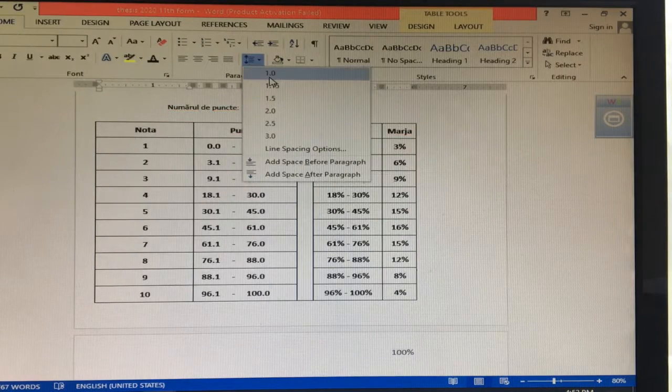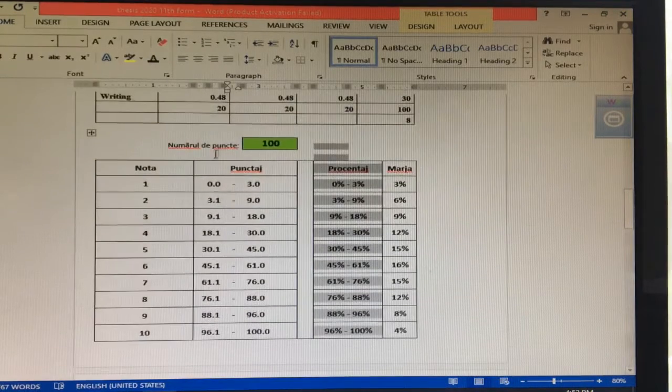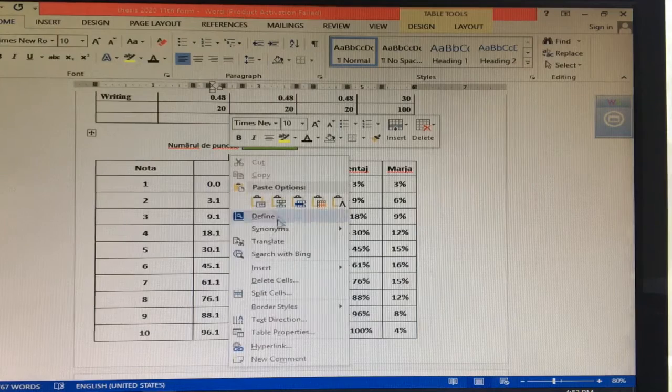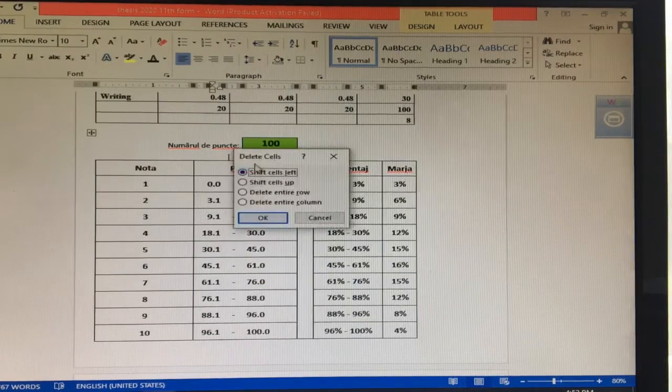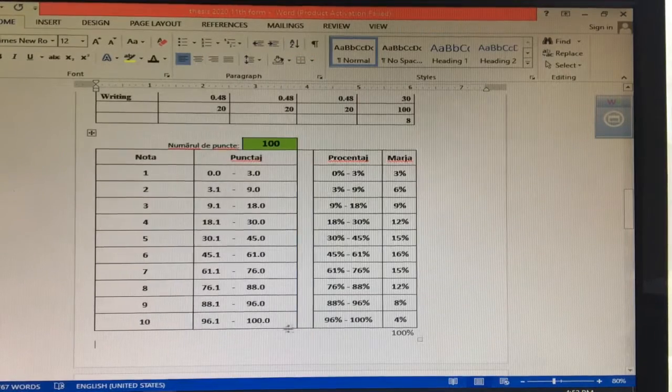So this is a rough draft of what is going to happen with the test paper that my students are going to write. So now I'm ready to start writing the test paper.